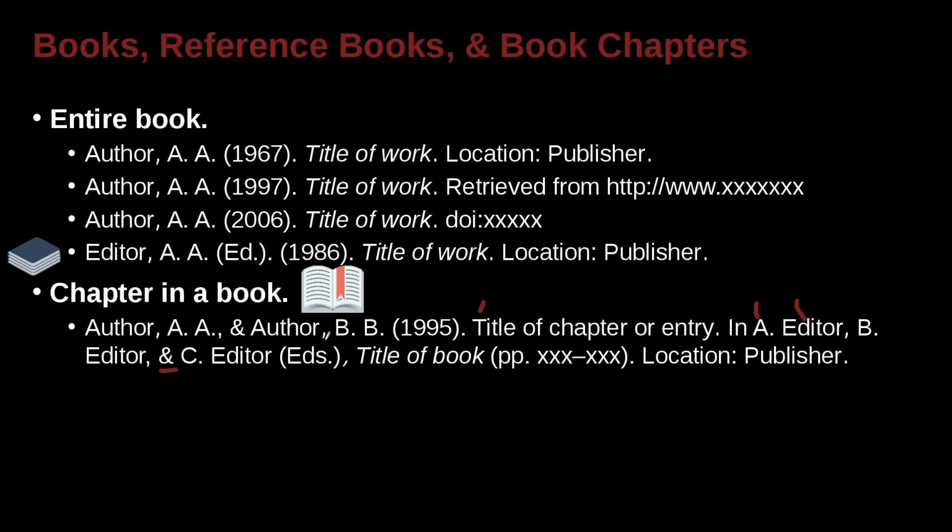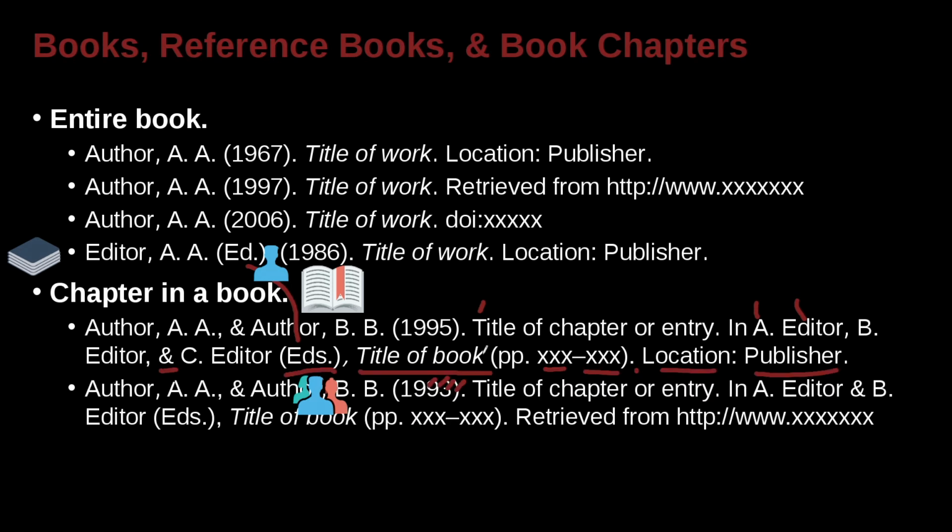Then here you put the parentheses. And now look at this. We have E, capital E, lowercase d, lowercase s, period. Why do we have that? Here we have ED, here we have EDS, because ED means editor, EDS means editors, right? Comma, title of the book, and the title is italicized at an angle, just like being underlined. Then we have PP because it's multiple pages, from what page to what page, period. What is the city of the book's publishing, and what is the publisher's name? Woo, complicated, right?